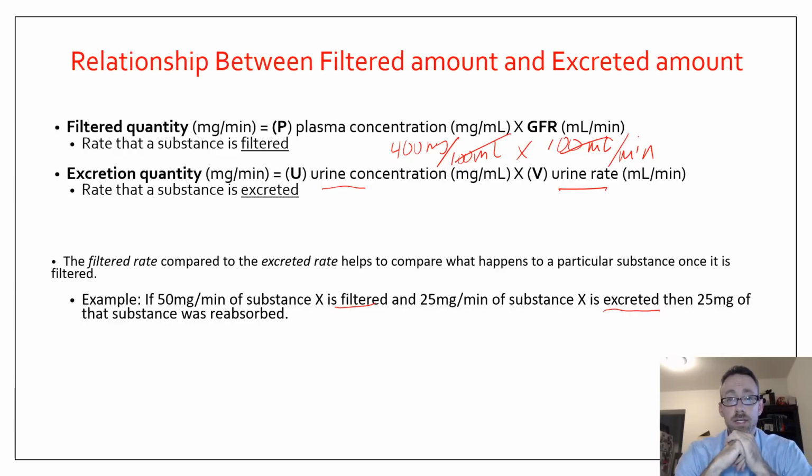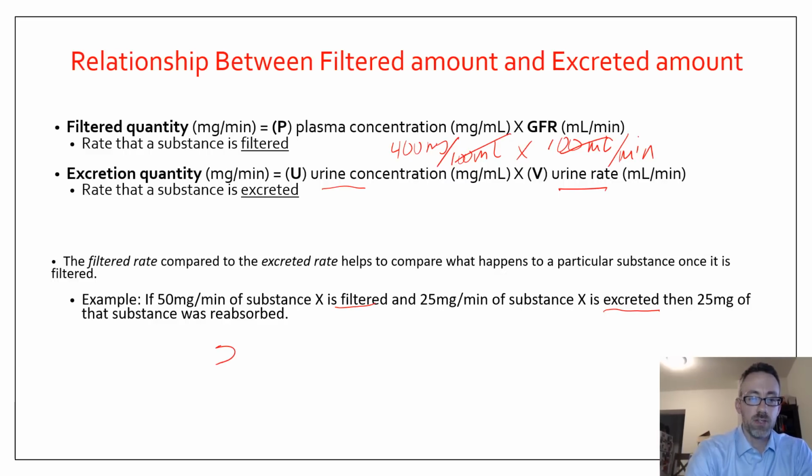Now you could also imagine that if something got secreted into the nephron, so we only filter 50 milligrams per minute. But then the peritubular capillaries, remember those capillaries that surround the nephron, maybe they start to secrete more glucose or more substance X into that nephron. What ends up happening is you're going to end up with a larger amount in the urine.